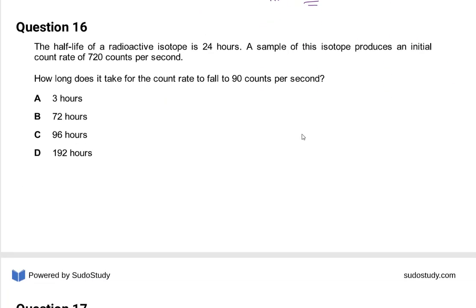Okay, this one is a nice and easy question. So we have 270. After one half-life, so this is 1 half-life, this thing is going to halve itself.